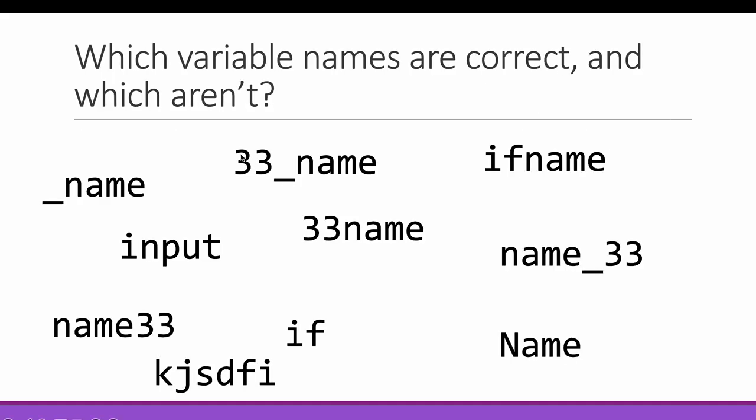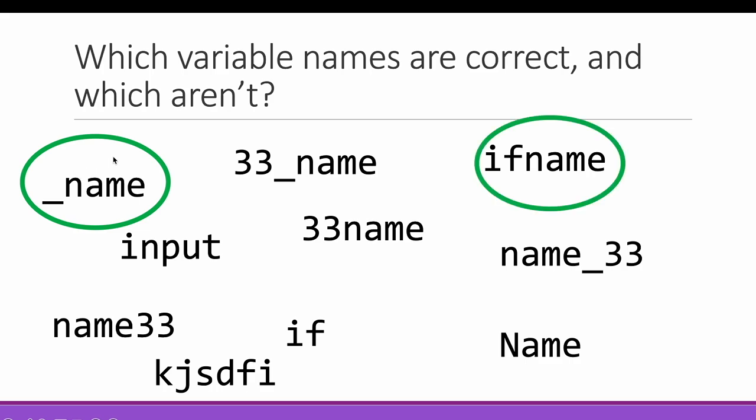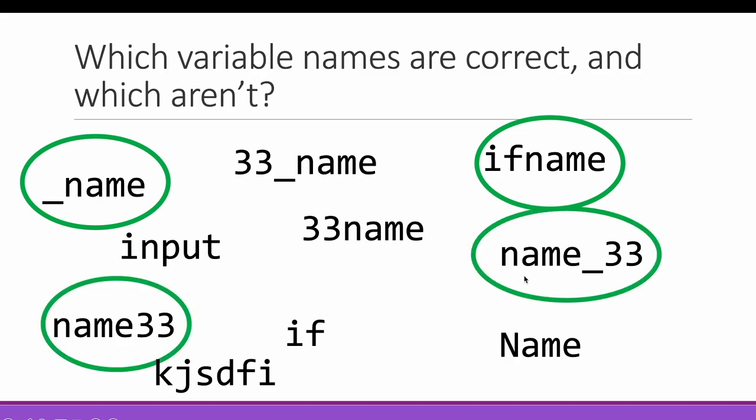So of these, some are correct and some are not. Name, that's fine. It's not really conventional. We don't normally start with an underscore, but that would work. If name, if is a reserved word, but when we combine it with something else, that's fine. Name 33, absolutely fine. Name underscore 33, absolutely fine. So those are all absolutely fine variable names.